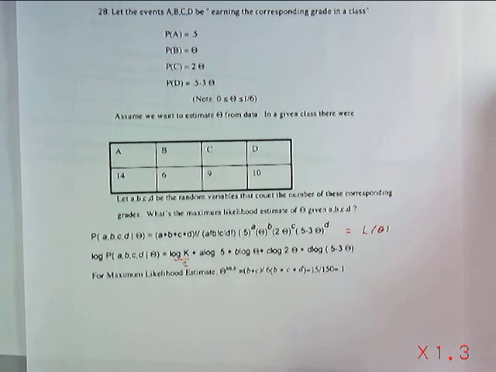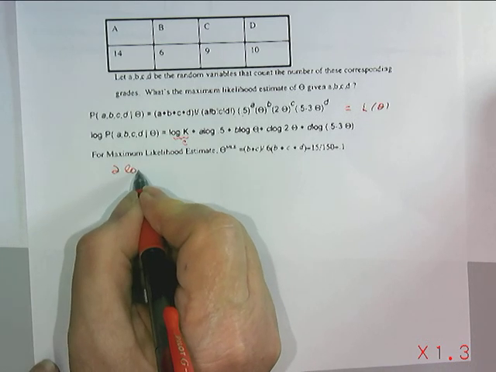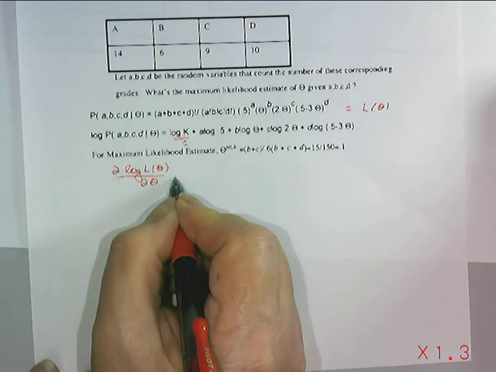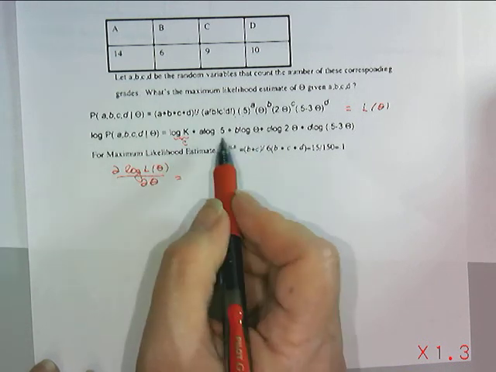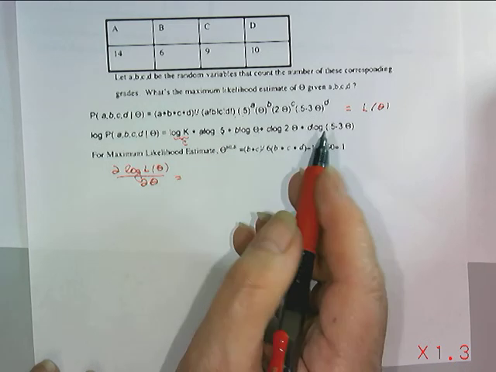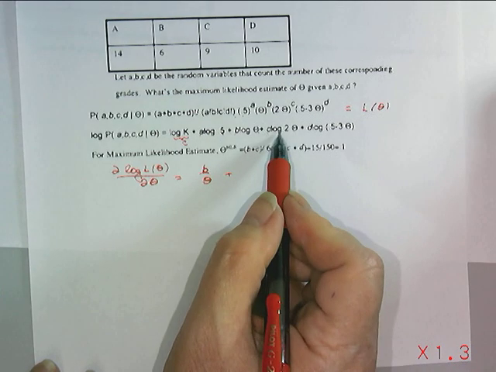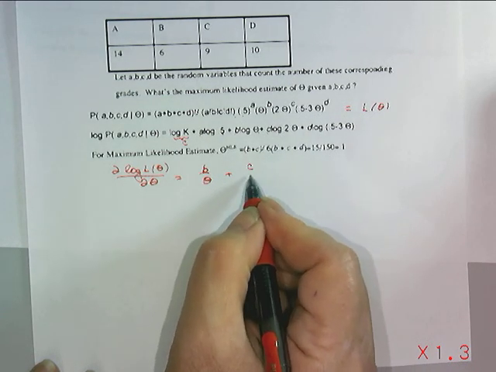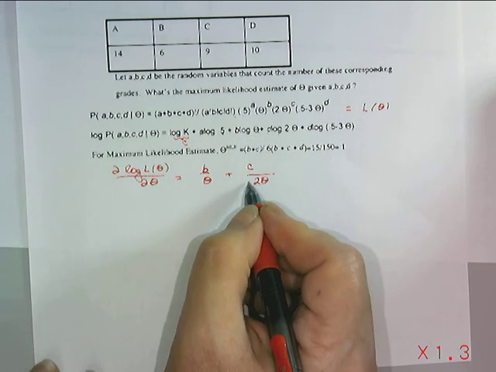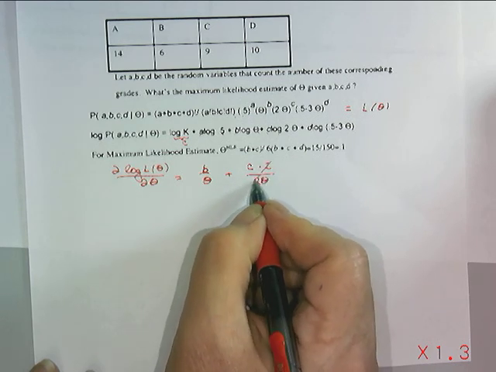If I want to find the maximum likelihood estimate, I'm going to take the derivative of the log of the likelihood function with respect to theta. Now, the derivative of a constant is 0. The derivative of A log 1/2 is 0. The derivative of B times the log of theta, though, is B over theta. The derivative of C times the log of 2 theta is going to be C times, let's see, it's going to be something over the log of 2 theta, but times the derivative of 2 theta if I use the chain rule, so it's going to be times 2, which actually means it's just C over theta.